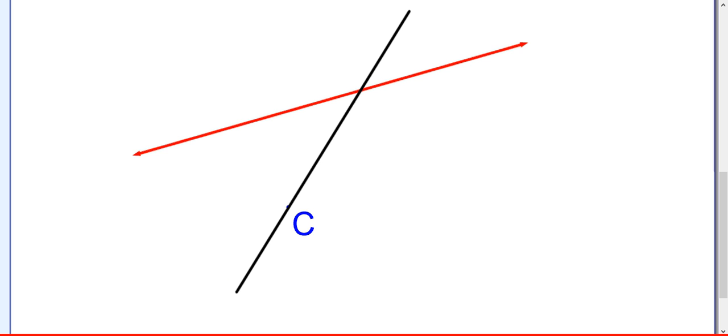Since it's the angle copy method, we're going to copy an angle. If we want this line to be parallel, we're basically taking that angle and translating it down to point C. If you take that angle and translate it down to point C, this is going to make a parallel line right there. So that's the idea. We're going to copy this angle to point C.